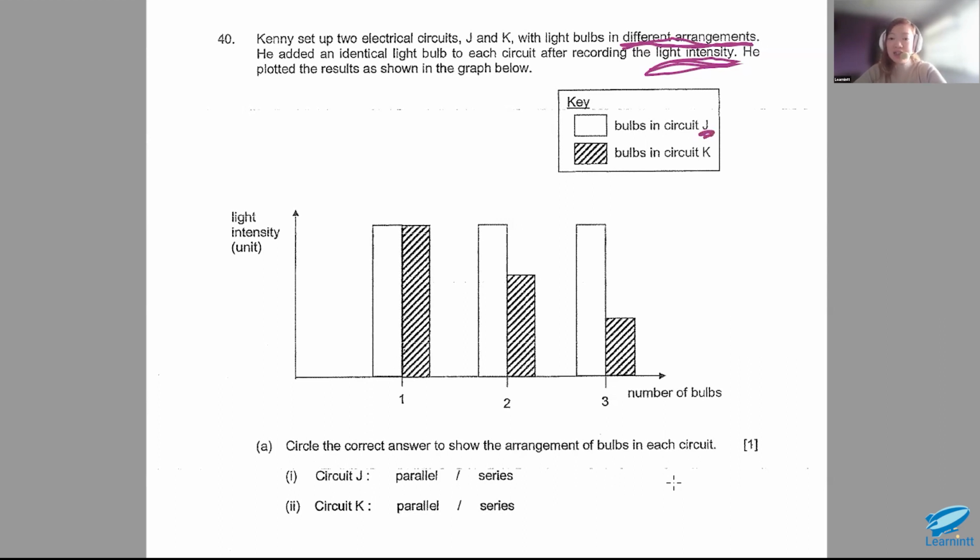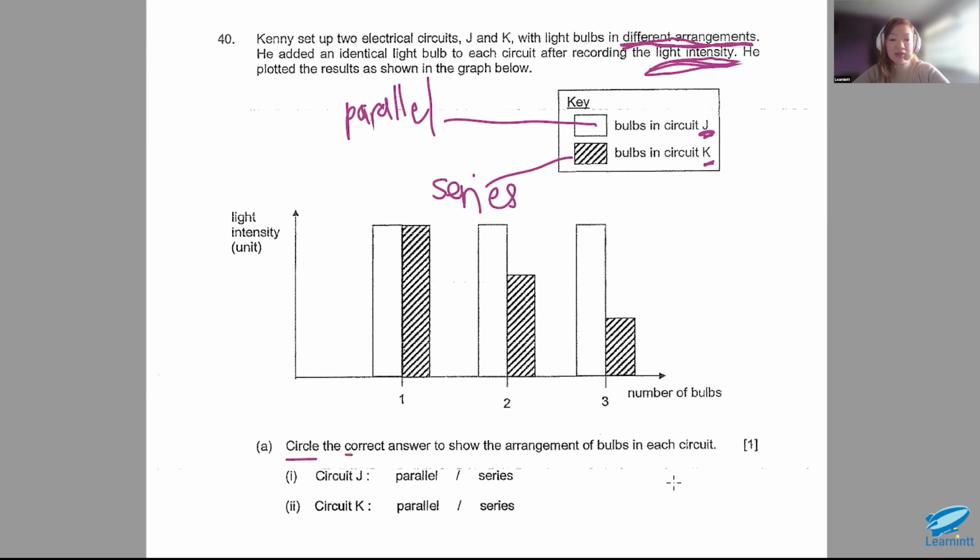The ones that are shaded are the bulbs in circuit K. Now, if you look carefully at all the blank boxes, whether it's 1 bulb, 2 bulbs, or 3 bulbs, the light intensity or the brightness stays the same. Only a parallel circuit would have the same amount of brightness. And when you look at the shaded one, which is the bulbs in circuit K, if you add more bulbs, you realize that the brightness decreases. It has to be in series. Those are the properties. So it's easy, we figure it out.